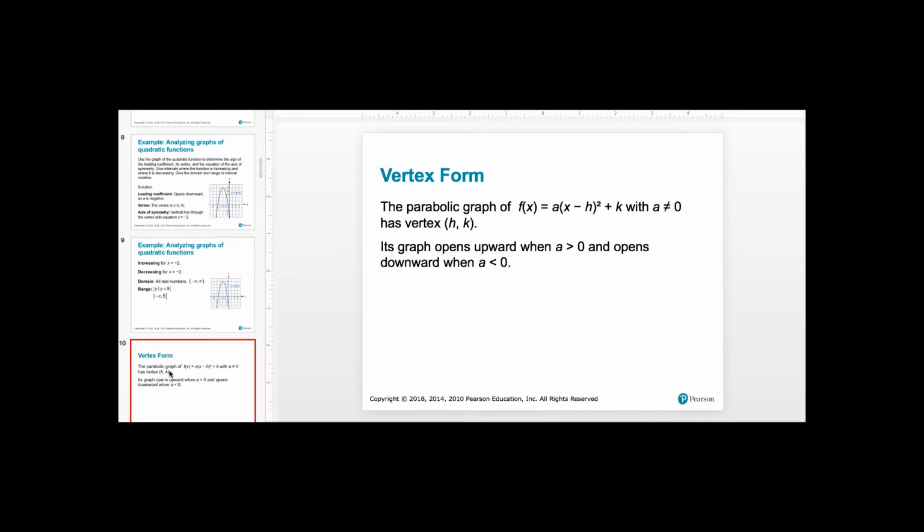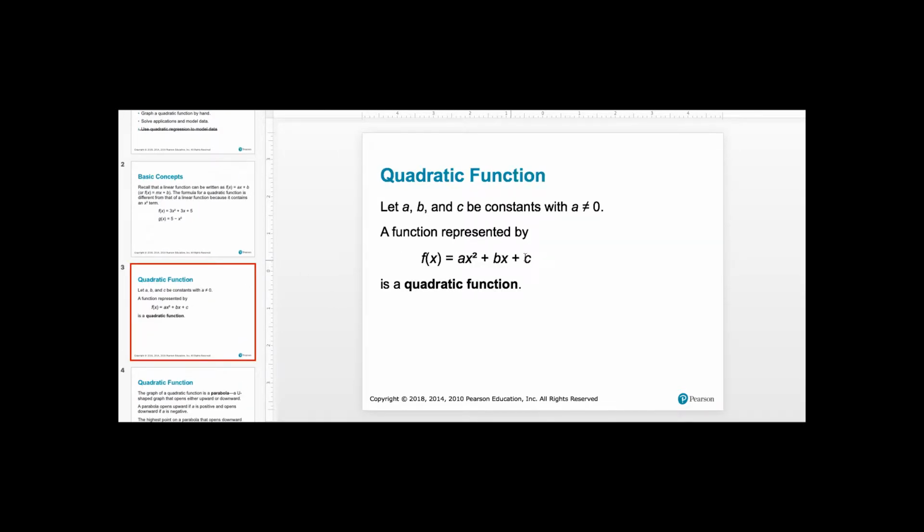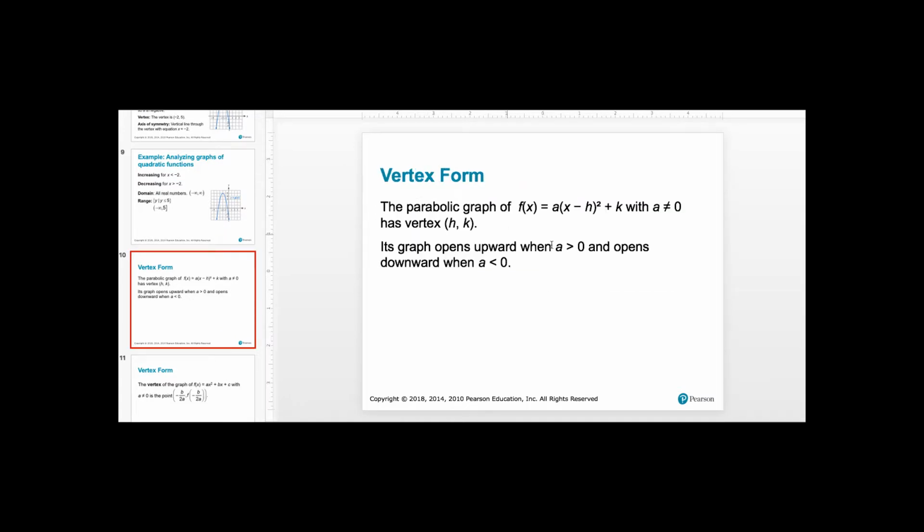Okay, vertex form. There are 2 different ways to look at a quadratic. We've already looked at what we call the standard form of the quadratic. That's this one here, where it's ax squared plus bx plus c. There's also another form called the vertex form. As you might imagine, the vertex form is going to tell us where the vertex is.